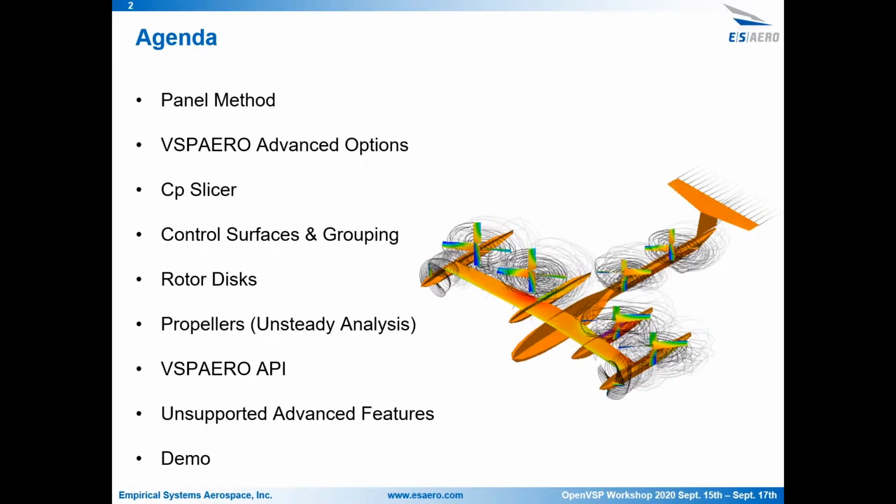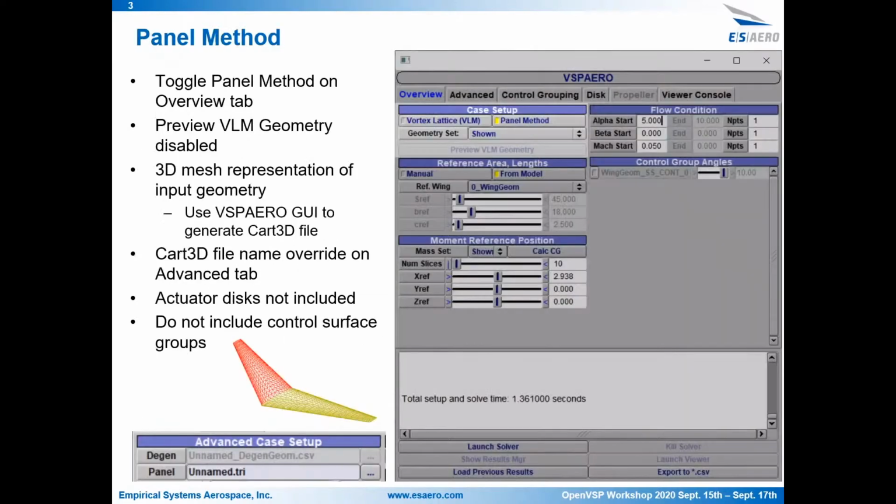So starting off with the panel method. This is a slightly more advanced analysis approach than VLM. It takes a little bit longer. Usually not recommended for first-time users. It's usually better to start with VLM. But if you do have things like body components and you're trying to capture more of the full 3D shape, panel method is a preferable approach.